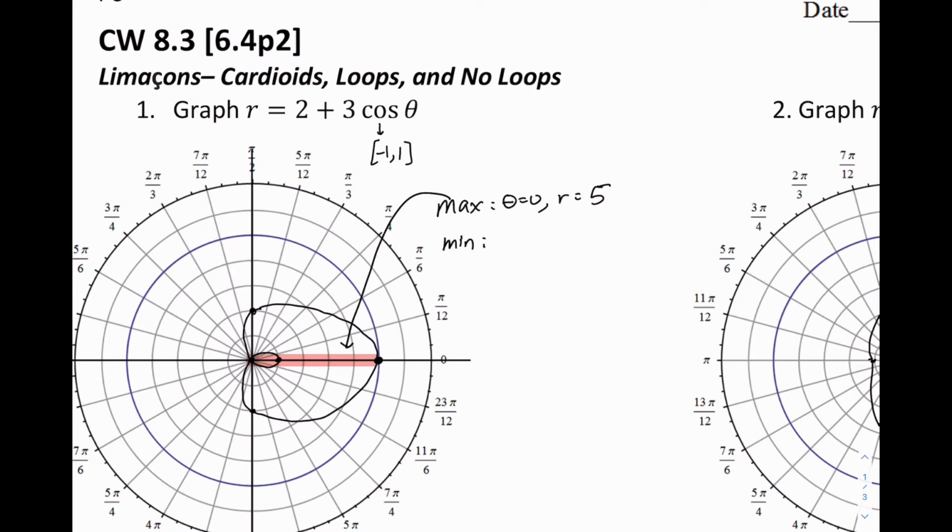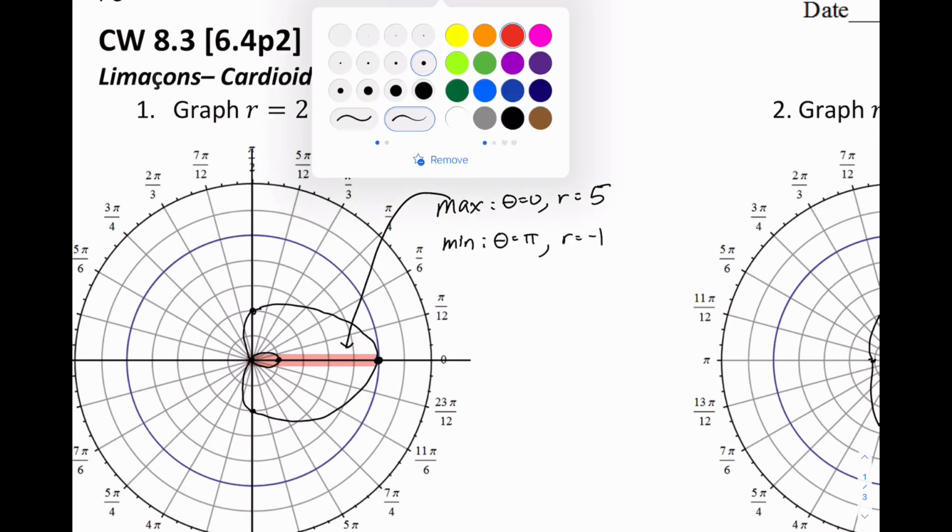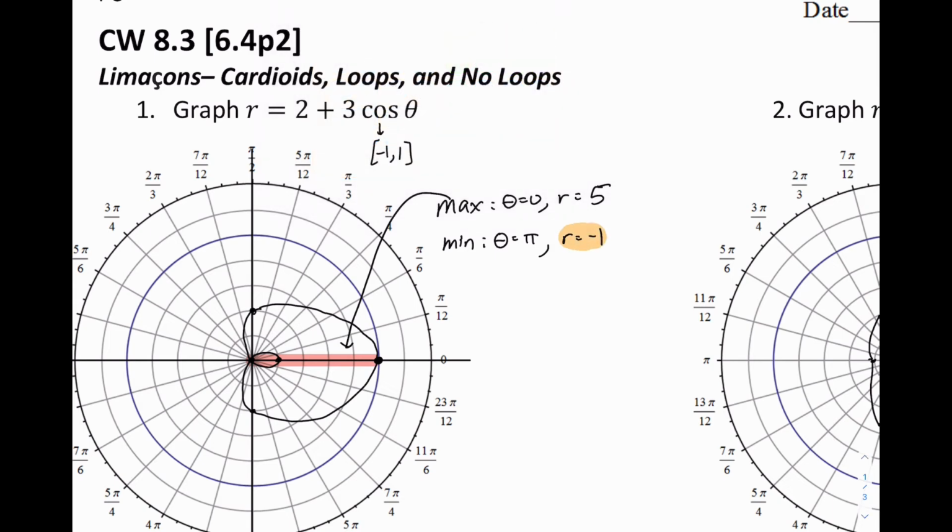But the minimum we could make theta equal pi, because that would make cosine -1, and that would make r -1. And this negative right here, that is what is creating this loop right there.